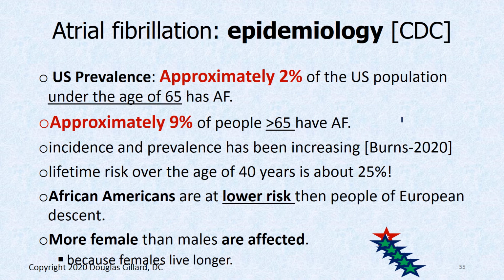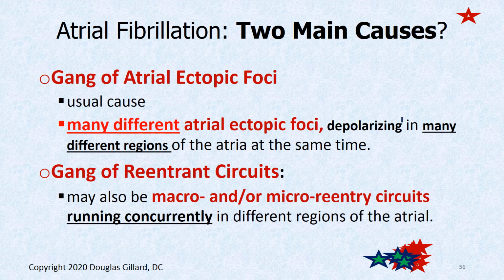Lifetime risk for someone who gets over the age of 40 is 25%. At least that doesn't mean it's sustained. You may have one bout of that. Maybe you went out drinking and got holiday heart, and you learned your lesson and stopped drinking and never came back again. But it's at least one event. It's 25% of humans. African Americans have the lowest risk compared to European people. More females than males tend to be affected, possibly because females live longer. We're not really sure about that.